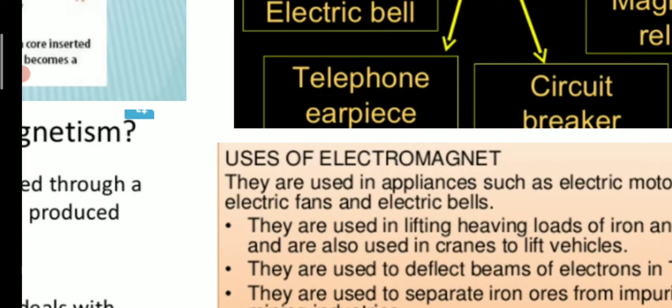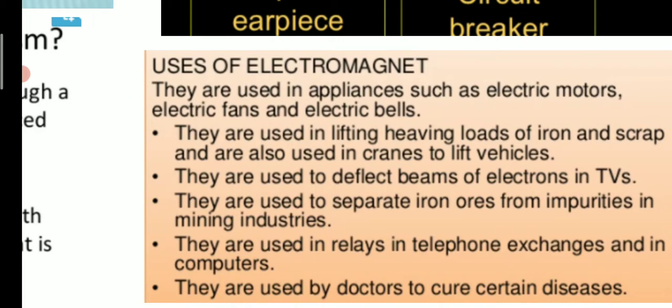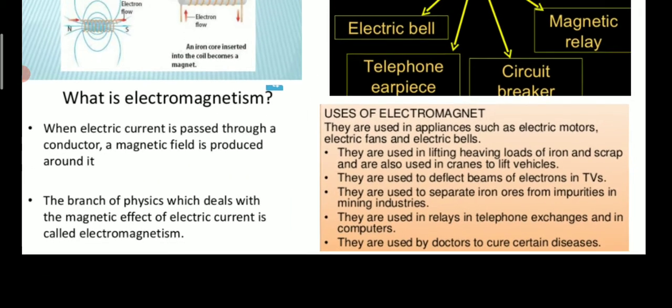Other uses of electromagnets: they are used in applications such as electric motors, electric fans, and electric bells. They are used in lifting heavy loads of iron and scrap, and are also used in cranes to lift vehicles. They are used to deflect beams of electrons in TVs. They are used to separate iron ores from impurities in mining and industries. They are also used in relays in telephone exchanges and in computers. They are used by doctors to cure certain diseases.